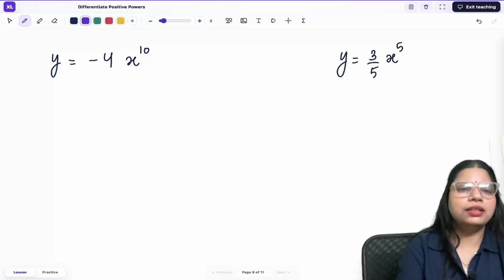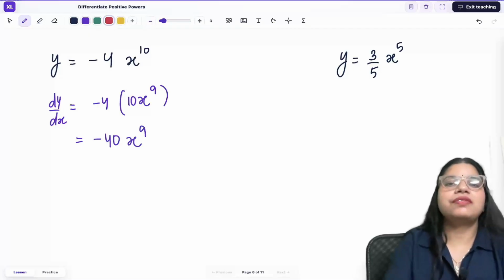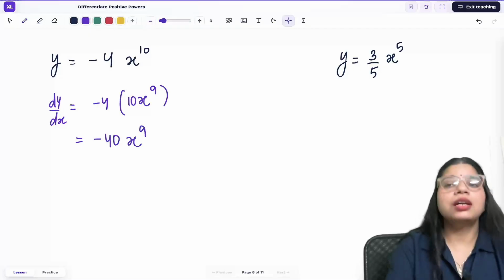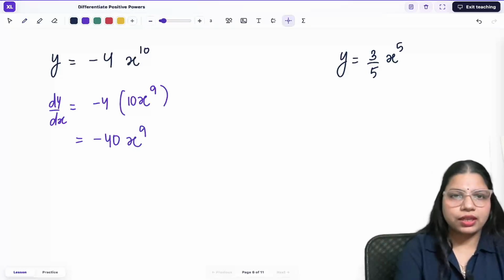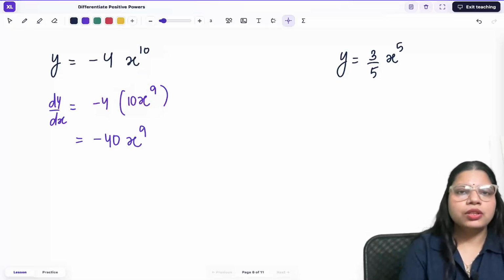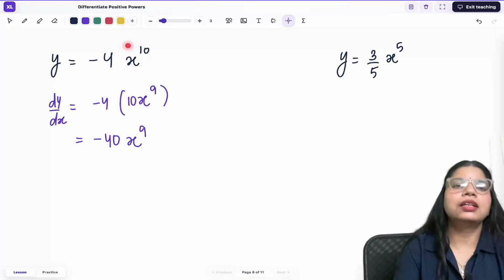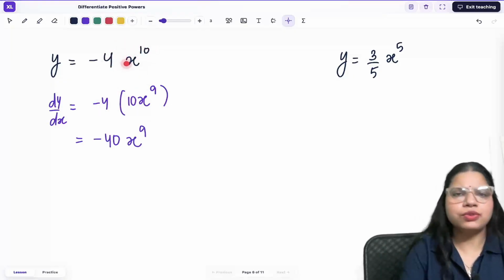So for the first one, dy by dx is minus 4 times 10x to the 9, which turns out to be minus 40x to the power of 9. Because we have just started, I would avoid giving you any shortcut or short trick. Soon you will understand why this step, as you gradually increase your understanding, you will get to the pace where you are just multiplying the coefficient and power and reducing it by 1.